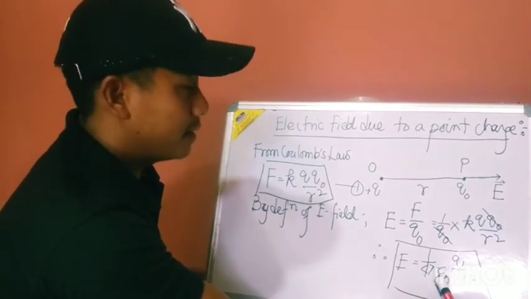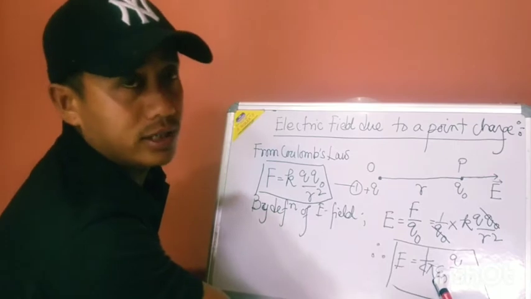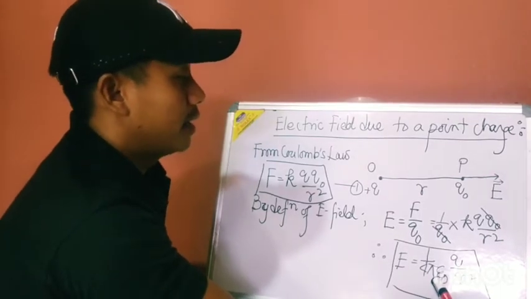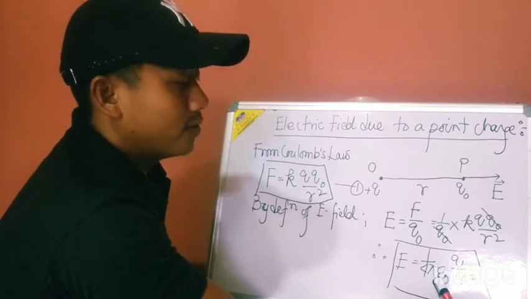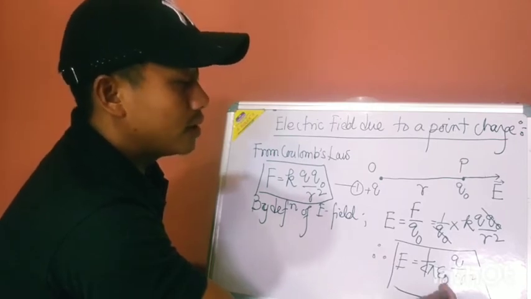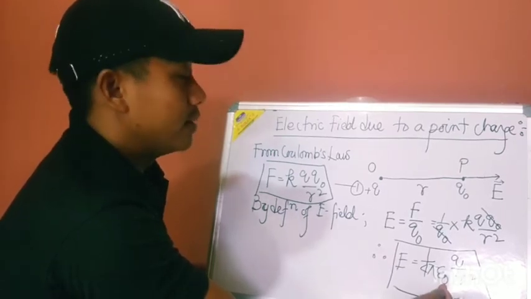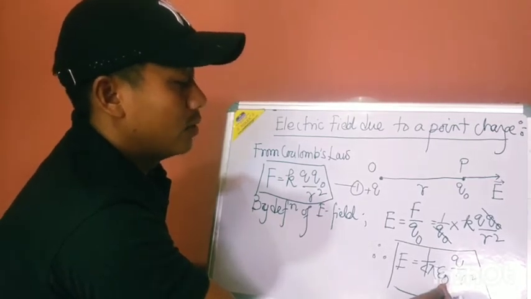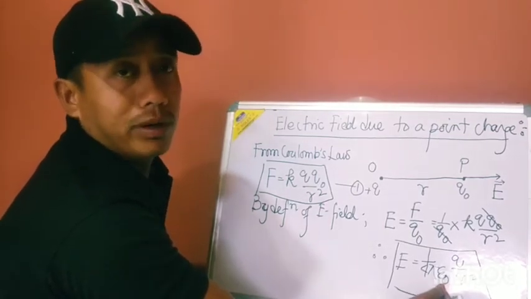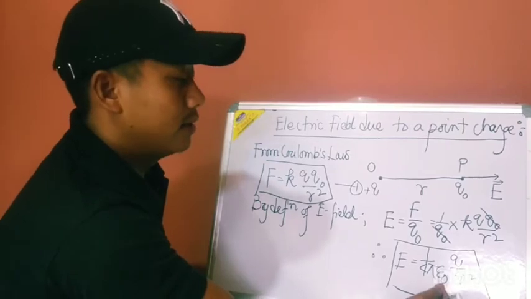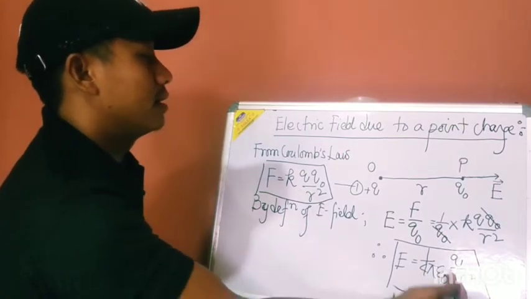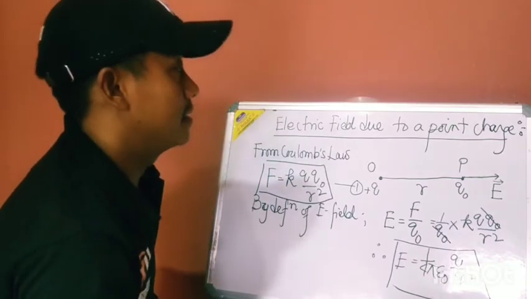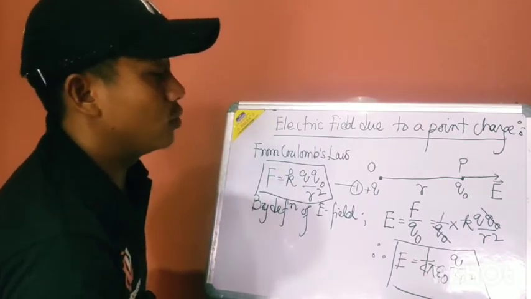For vacuum, we use epsilon naught. If it is kept in any other medium, then for that particular medium we are going to use the value of absolute permittivity. For water, we are going to use the absolute permittivity of water. This particular expression is the electric field due to the point charge.